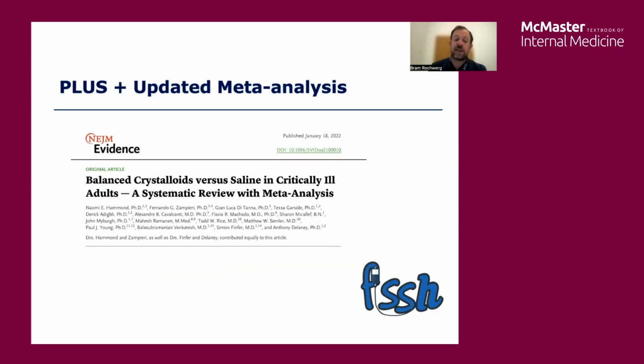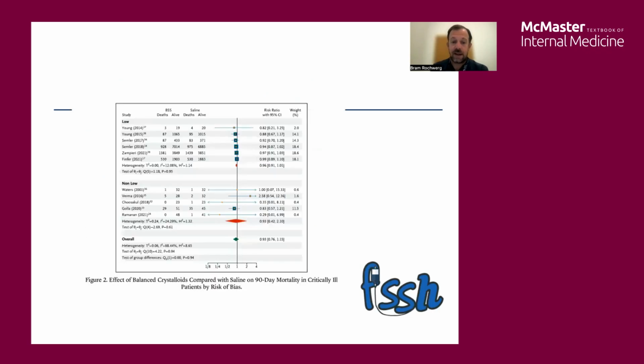Following BASICS, the Australians published the PLUS trial, a second large randomized control trial addressing this question, similarly comparing Plasma-Lyte versus normal saline, and along with their RCT publication, they published an updated meta-analysis in this new journal, NEJM Evidence. Comparing low risk of bias trials versus high risk of bias trials, you can see the overall pooled point estimate at the bottom here, and ultimately no difference between balanced crystalloid and saline when you pool all randomized control trials that have assessed this question, including BASICS and PLUS.